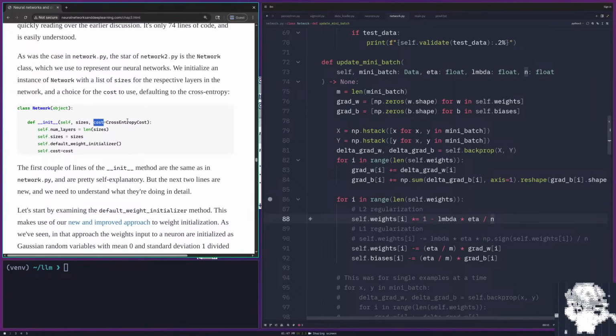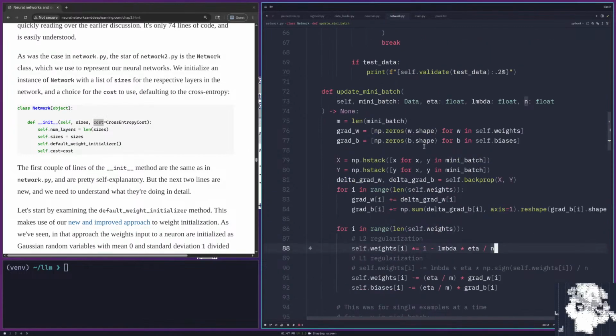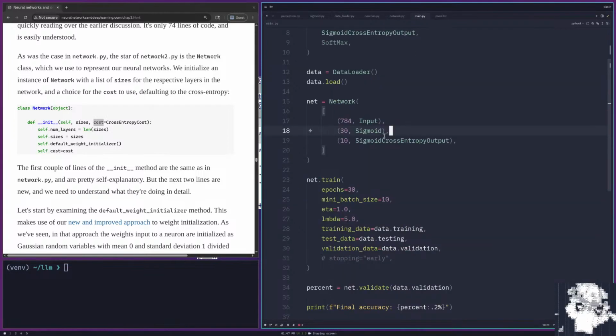The thing I found is that it doesn't make sense to make cost an argument because it's always going to be the same. Basically you're going to change the cost and the output activation function in tandem. It doesn't make sense to change them independently. So for me, I've just bundled both of those things into output neuron type.